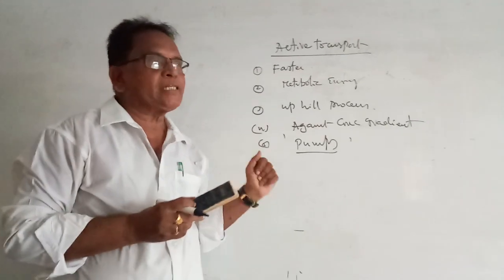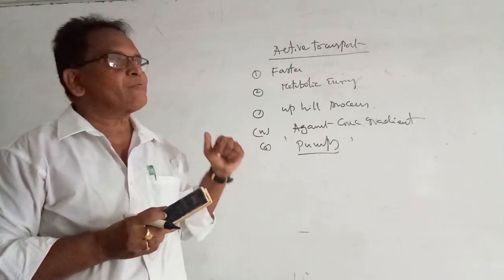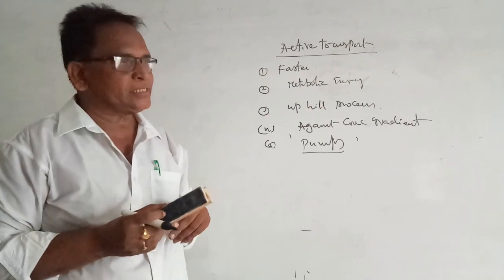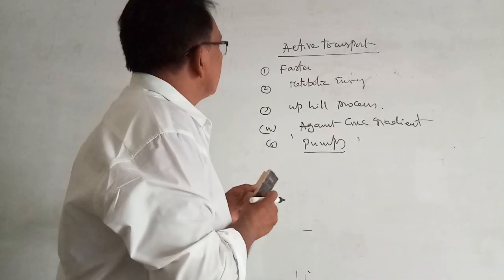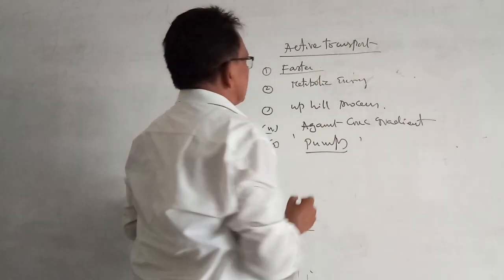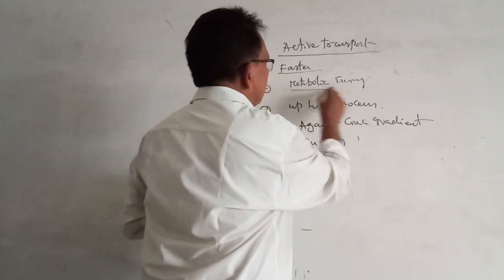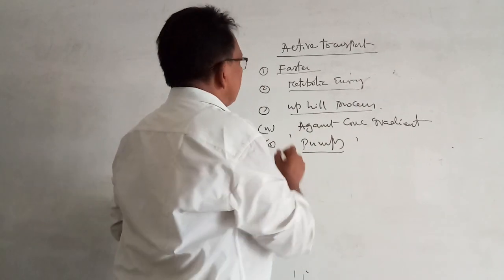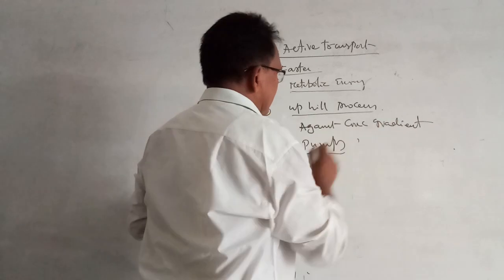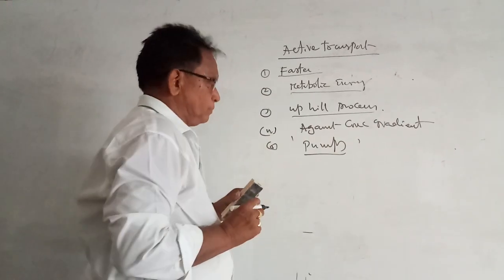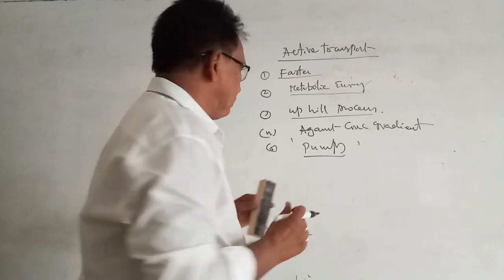Suppose facilitated diffusion, they are downhill concentrations and downhill processes. So this active transport is a very fast process and it requires metabolic energy. It is an uphill process and the movement always takes place against the concentration gradient, and these carrier proteins are also called as pumps.